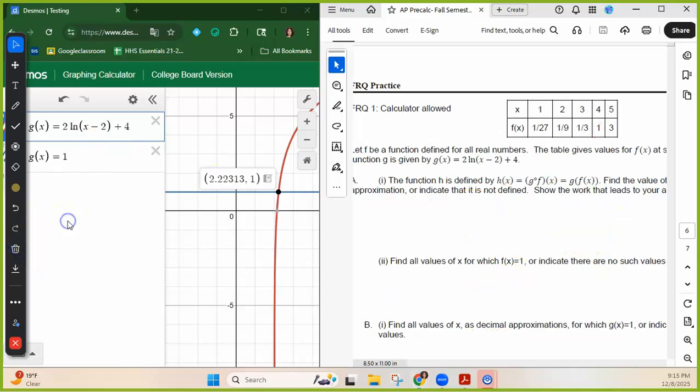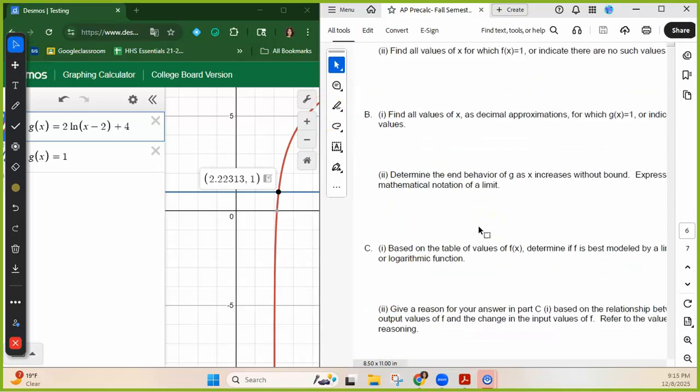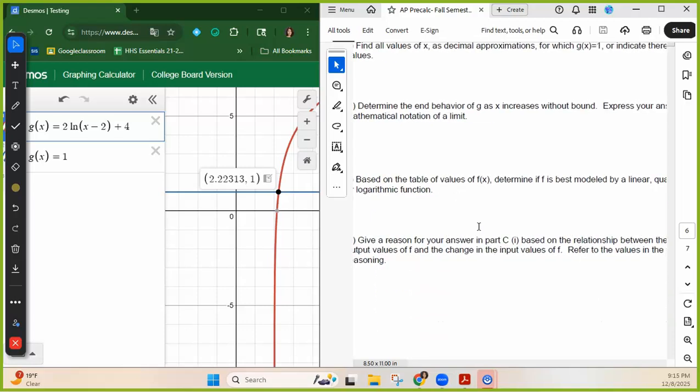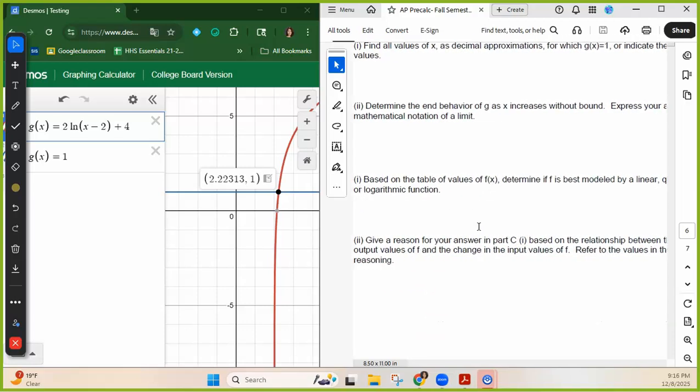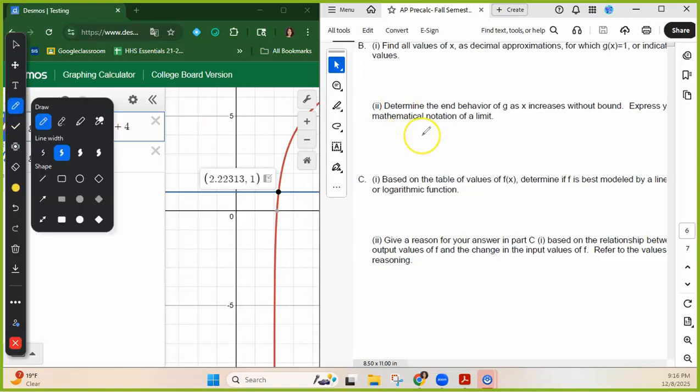I'm going to erase everything. Okay? Let's keep going. Letter B, number 2: determine the end behavior of g as x increases without bound. Express your answer using the mathematical notation of a limit. Okay, so I'm going to type it.